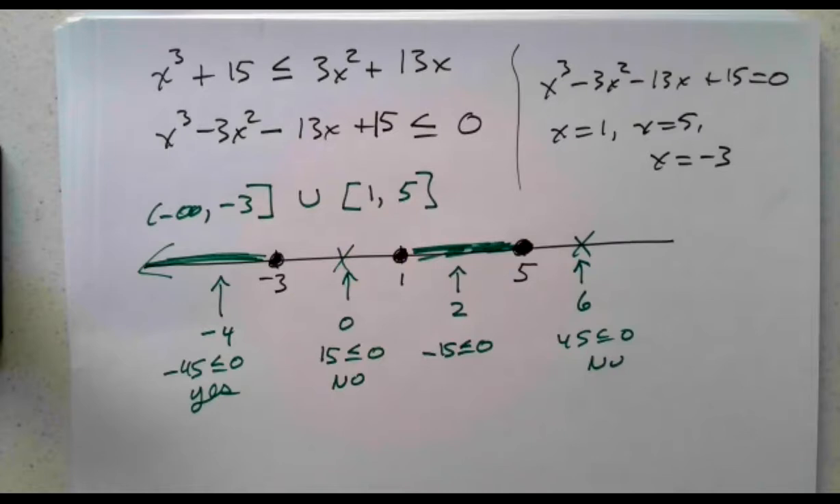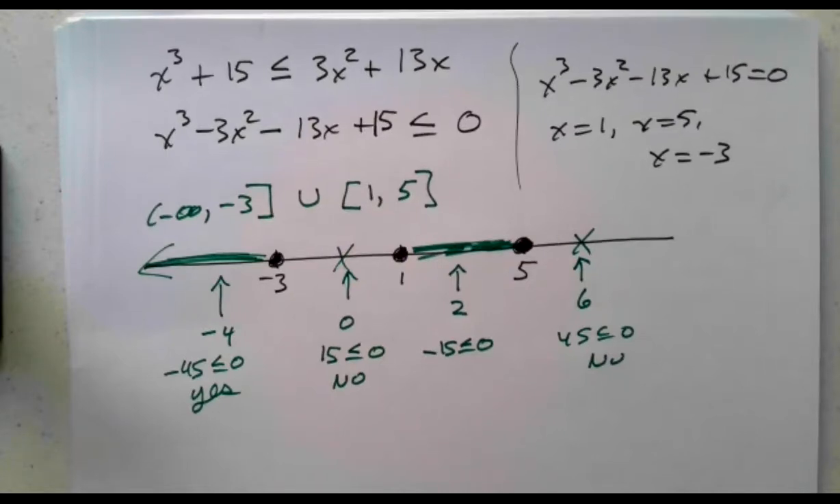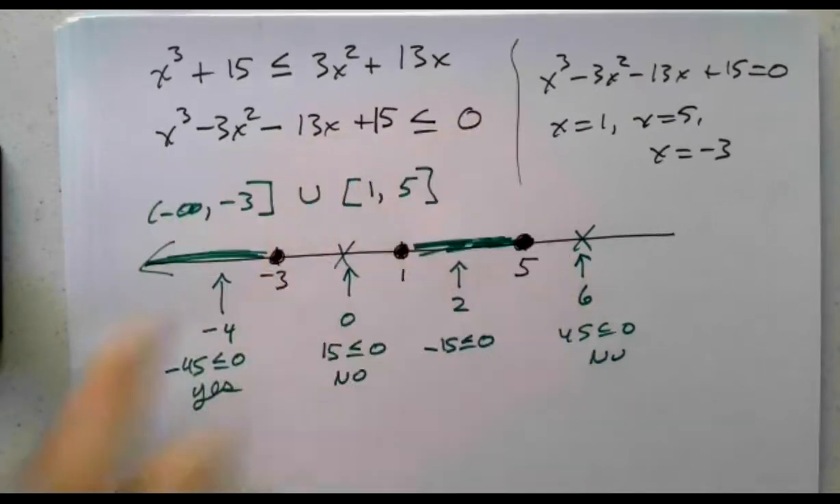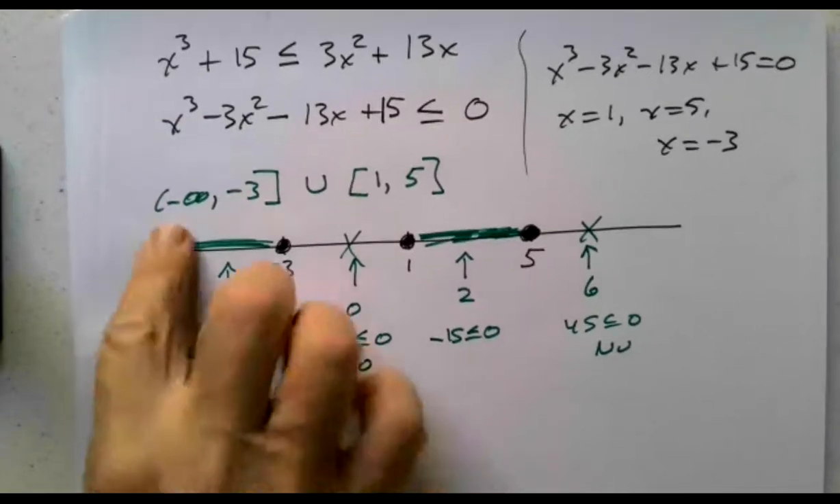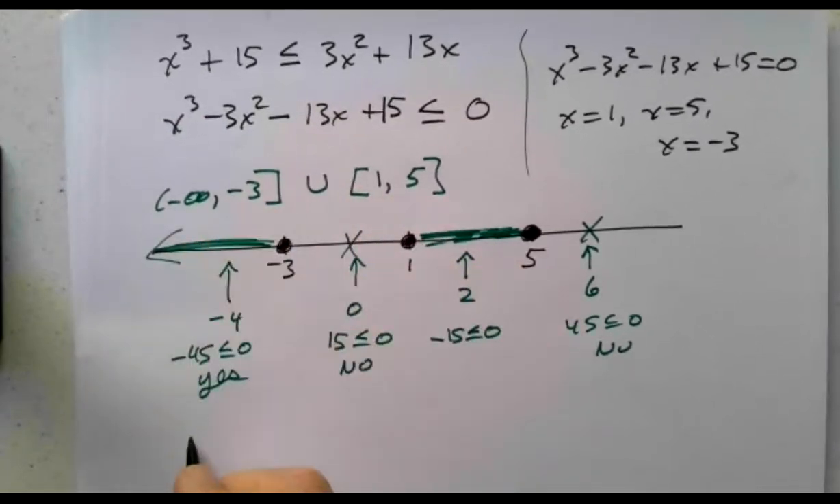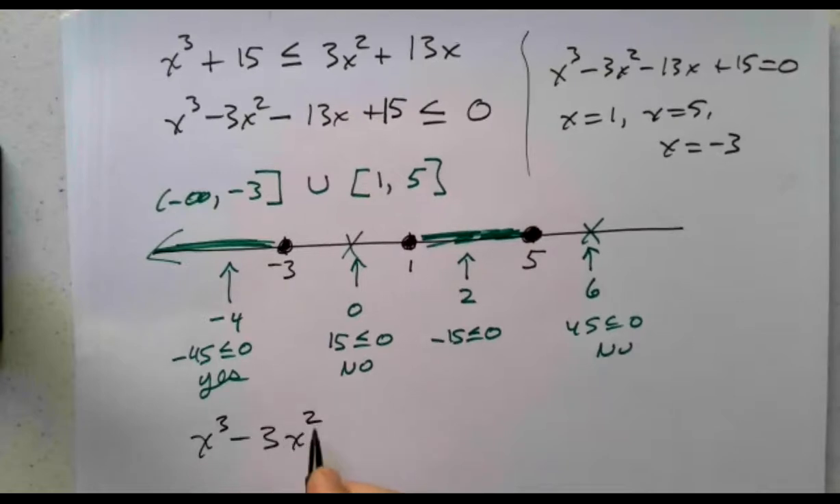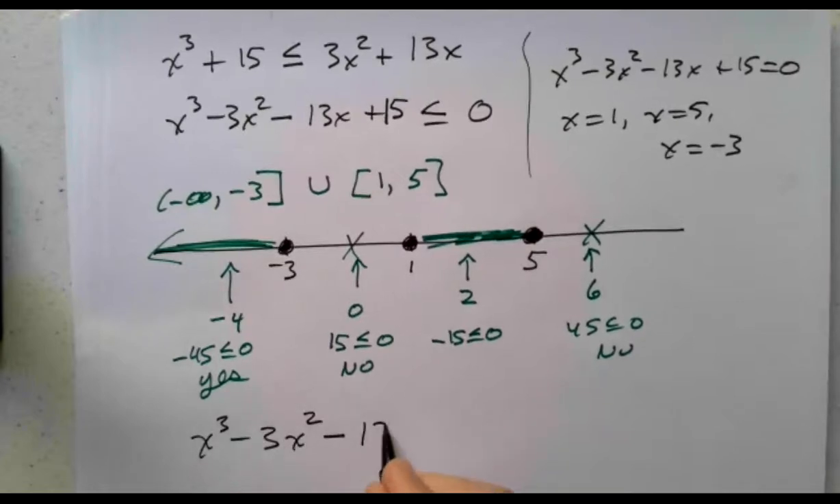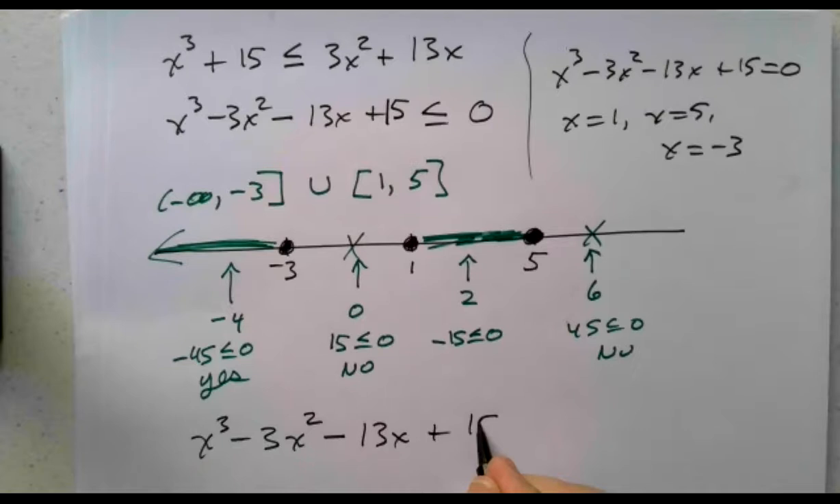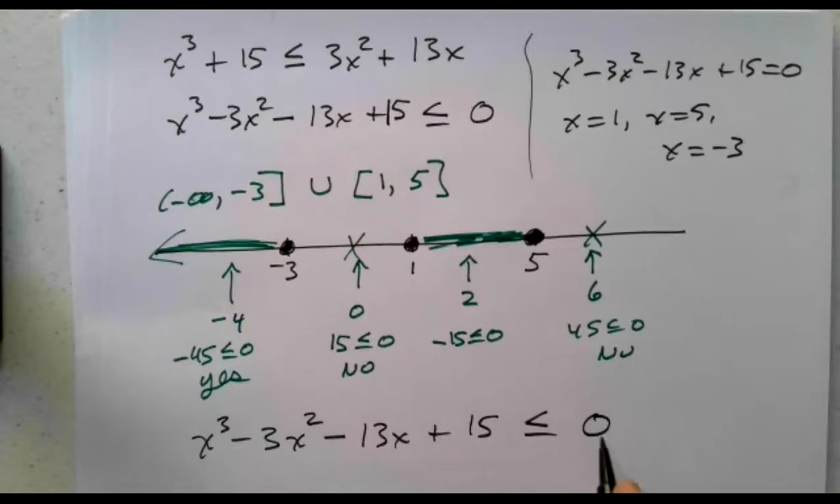So there's a lot going on here. I want to take one quick look at the original thing, well, not the original, but my second line. I'm going to look at the graph and see if the graph supports this idea. So I'm going to graph this, which is already in my graphing calculator. X cubed minus 3x squared minus 13x plus 15. Is it less than or equal to 0? Where is that below the x-axis? So let's take a look.